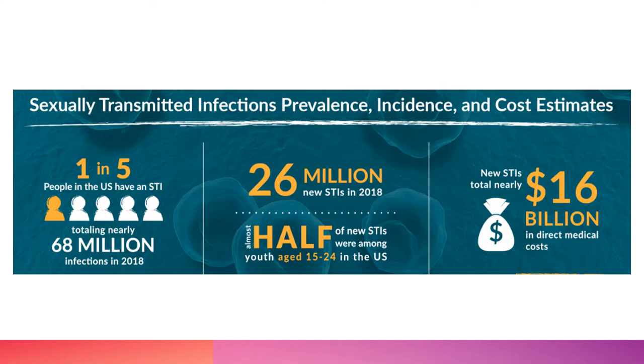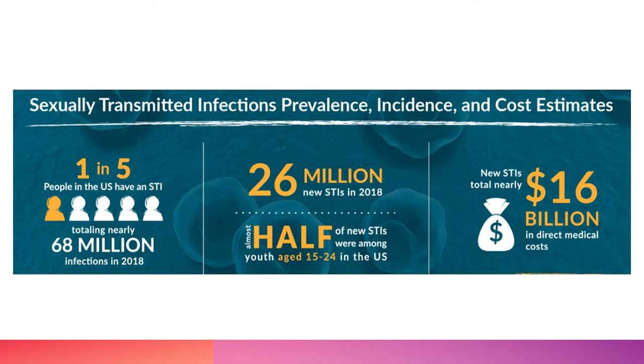So with the sexual health, I found these stats, and a lot of people in the healthcare field know these stats. Like 1 in 5 people in the USA have an STI or have had an STI. That's nearly 68 million people infected with a sexually transmitted disease in 2018. 26 million were new cases of sexually transmitted disease in 2018. And half of those new cases are people between the ages of 15 and 24.